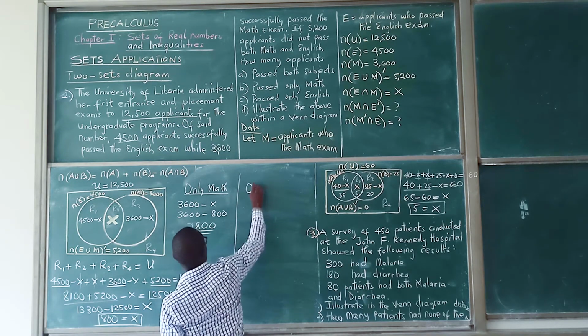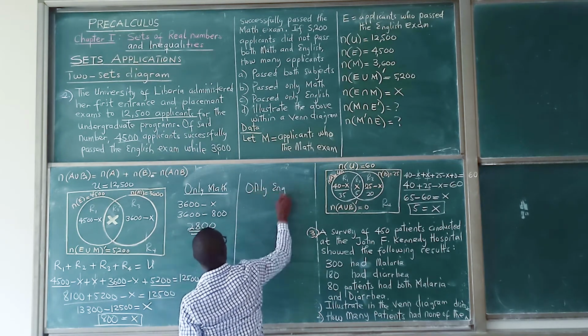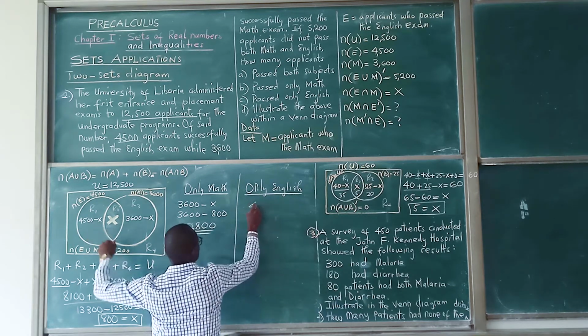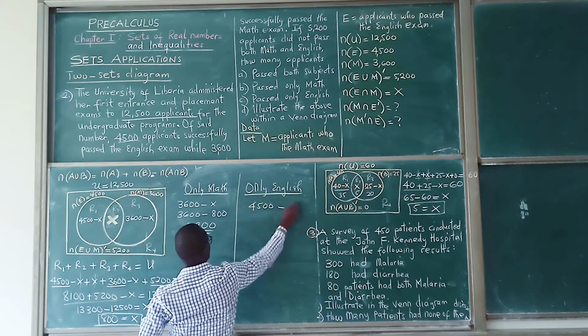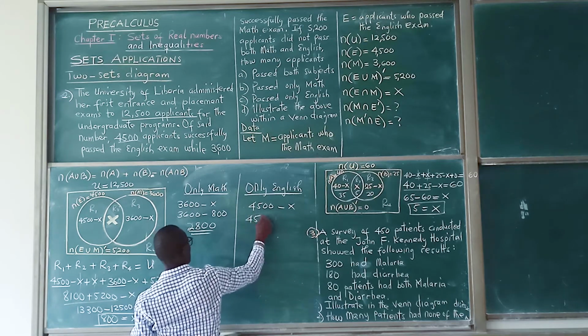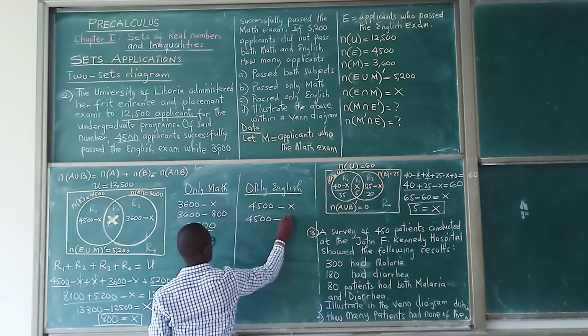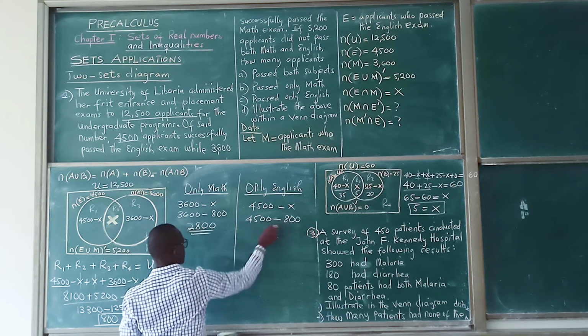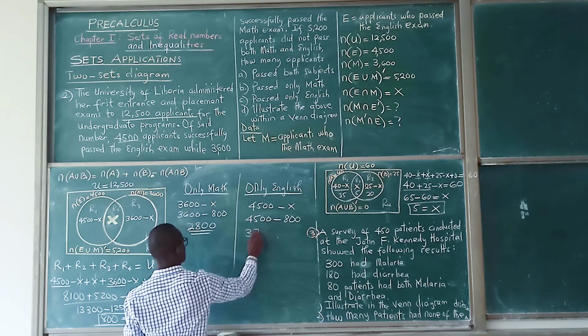Only English. So only English we have 4,500 minus x. So 4,500, x now is 800. 800 students pass both English and math. So you subtract this from here, you have 3,700.